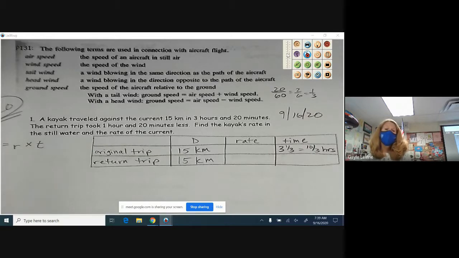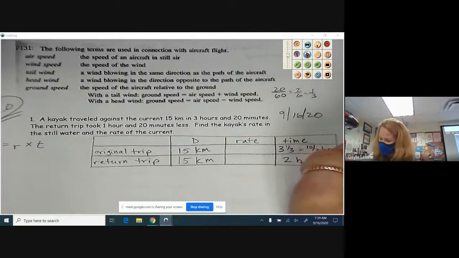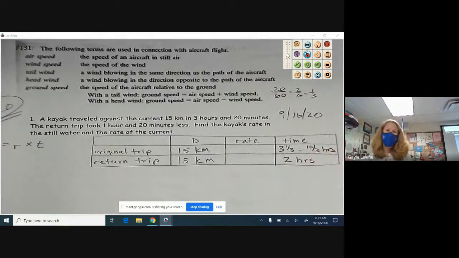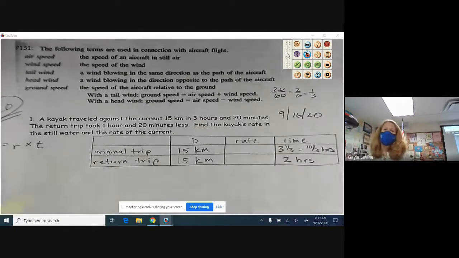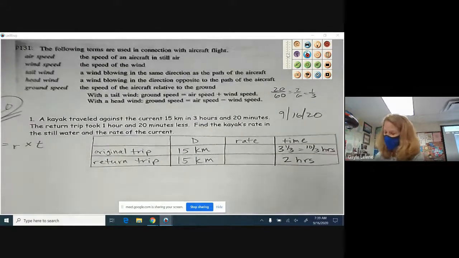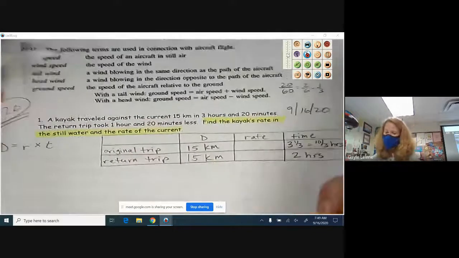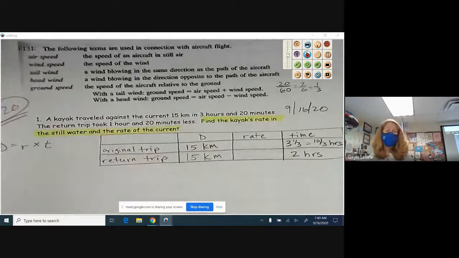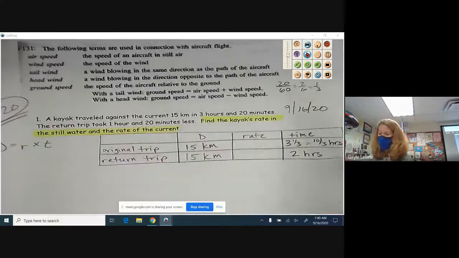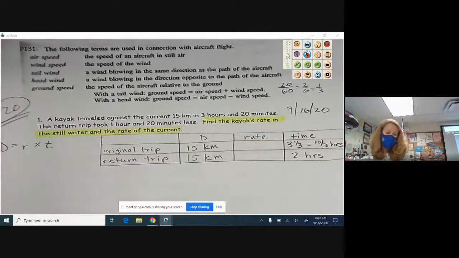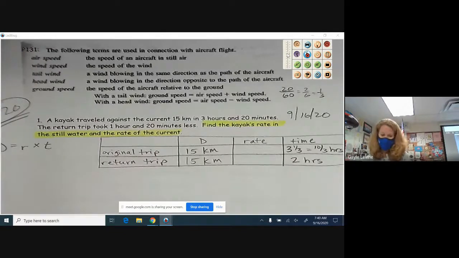Since the return trip took 1 hour and 20 minutes less, you would just be subtracting 1 from the 3 and the 20 minutes from the 20 minutes. So it's just 2 hours. That part isn't too bad. Also, this problem says find the kayak's rate in still water and the rate of the current, so we're looking for two different rates. I filled in my chart with whatever I could get pretty easily from the word problem. I like using a chart because it clarifies everything and makes it a little bit simpler.